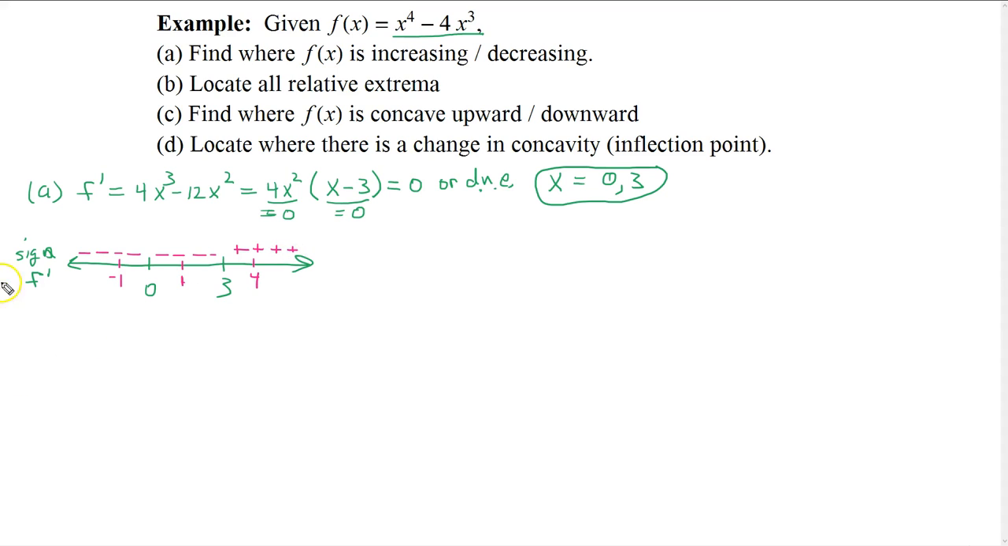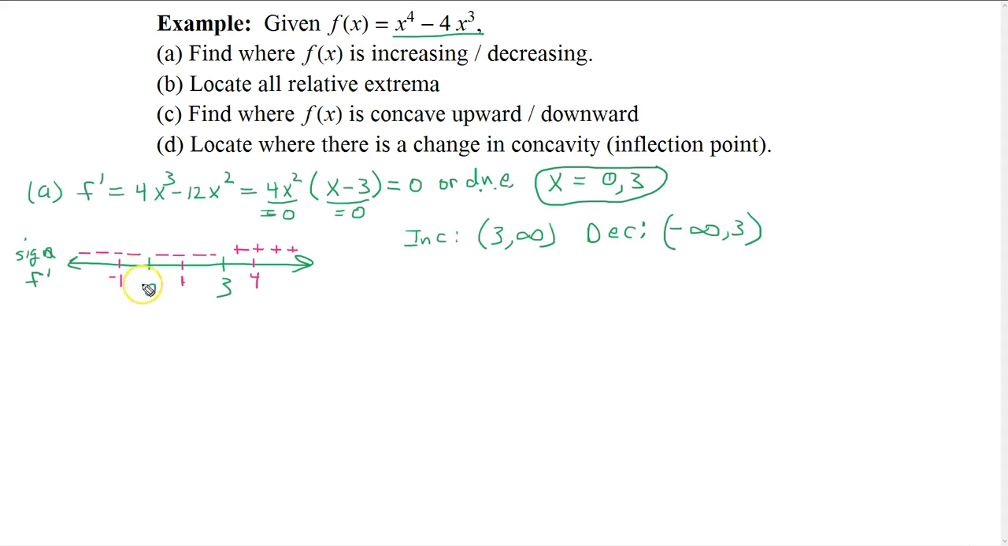Now we can determine where our function is increasing and decreasing. So we are increasing on the interval from 3 to infinity. And we are decreasing from negative infinity to 0, and then from 0 to 3. And we can just write that as negative infinity to 3.